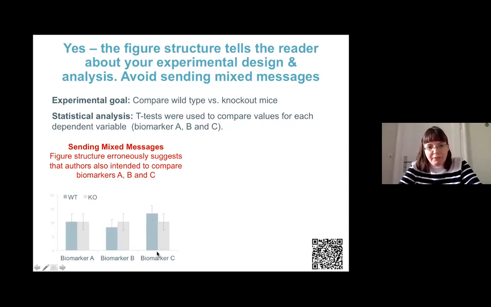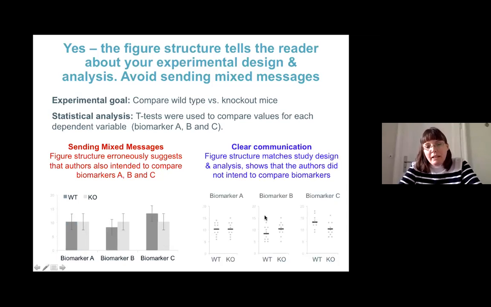Now, the problem here is that the figure structure is erroneously suggesting that the authors also intended to compare the biomarkers. Because they're on the same graph, I think they're part of the same analysis. And then it's very confusing to me why the authors would use t-tests because it doesn't seem like an appropriate technique. So how do we fix this scenario so that the structure of our figure matches our study design and our statistical analysis? Here is a clear communication strategy.